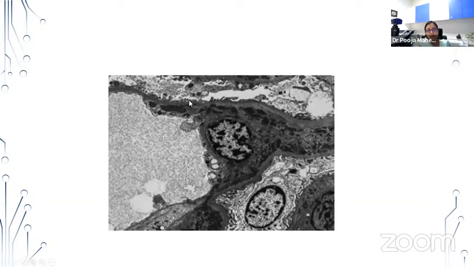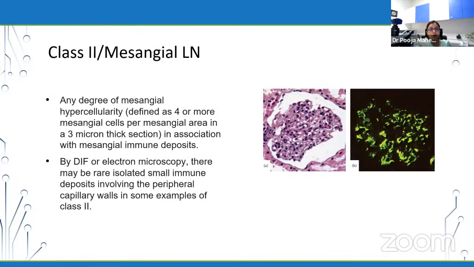I'll just show you a picture of EM. You can see that this is a capillary wall. This is the mesangial region. The dark staining areas are all electron dense deposits. So this is the mesangial area, and you can find many mesangial electron dense deposits here, but definitely there should not be any endocapillary cellularity. Even if in one glomerulus you are sure that there is endocapillary cellularity or necrosis or crescent, this will become class 3. So you should be very careful to call it mesangial lupus nephritis. You have to see all the sections and all the glomeruli.